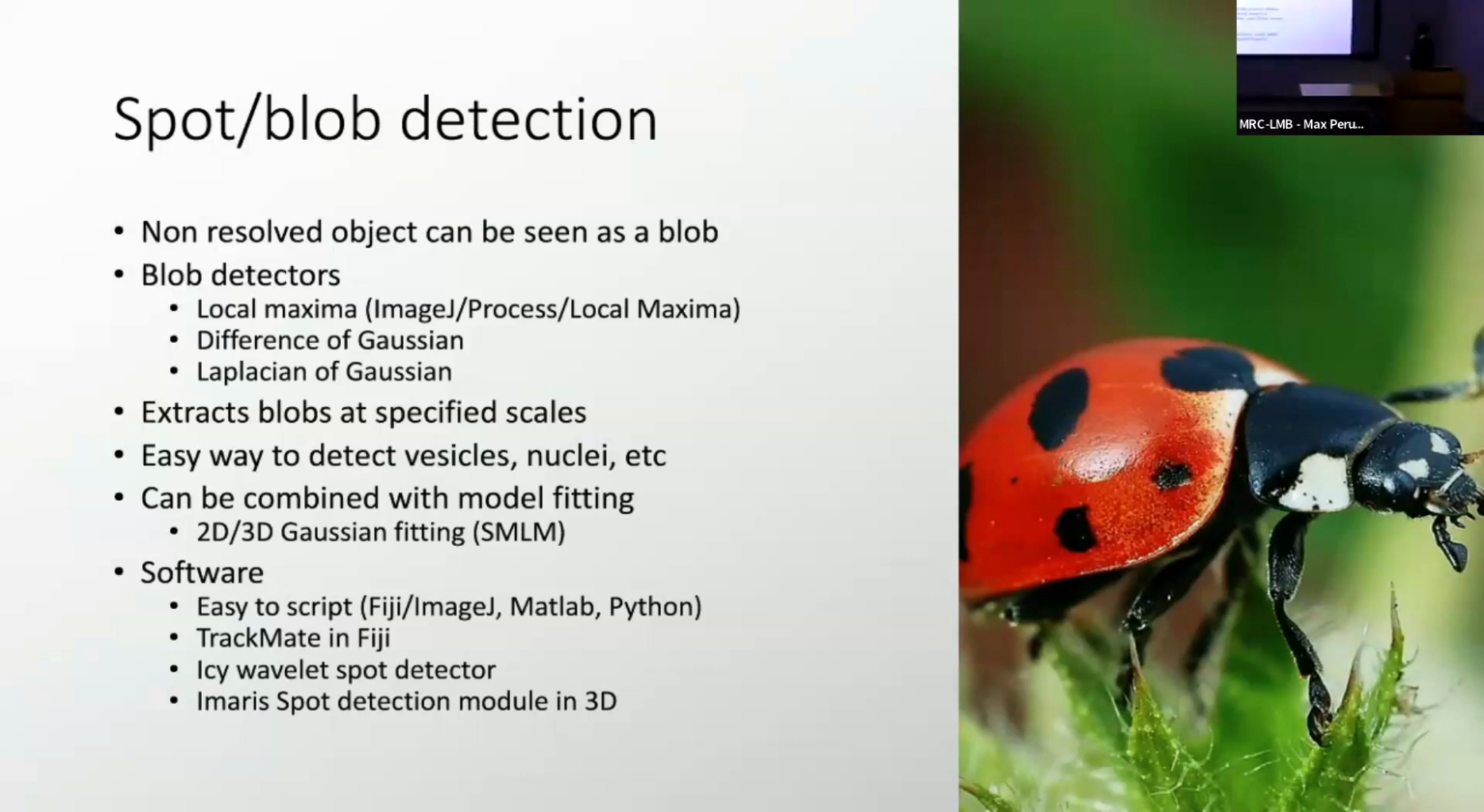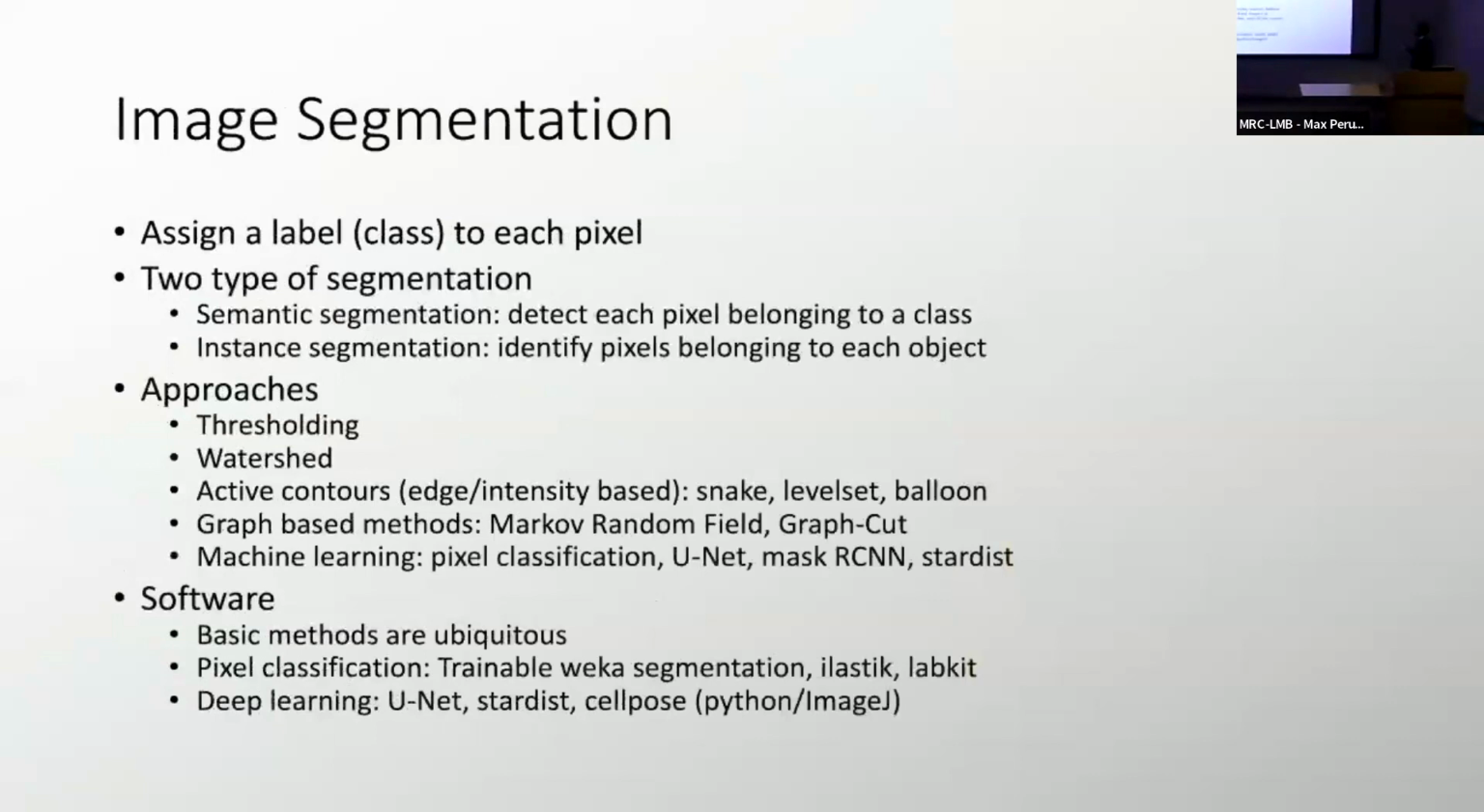So I talked about image segmentation at the beginning. So how can we do this? Again, I recall that image segmentation is assigning a label or class to each pixel. So we have semantic segmentation, where we just assign a class, and instance segmentation, where we identify identity. So this is cell 1, cell 2, cell 3. So we are able to separate the objects even if they are touching.